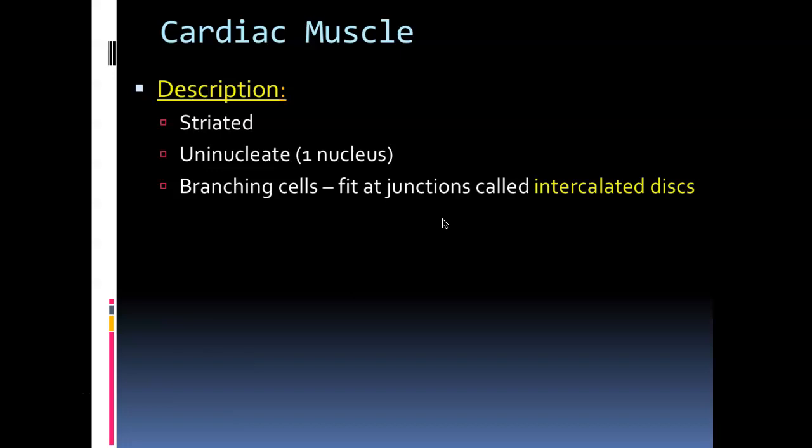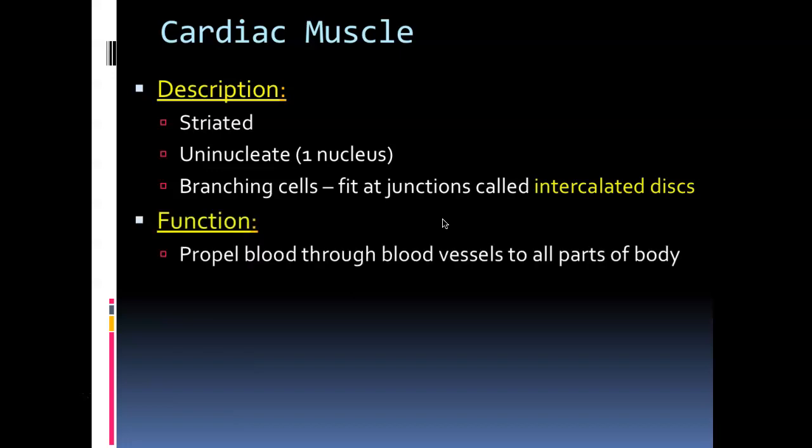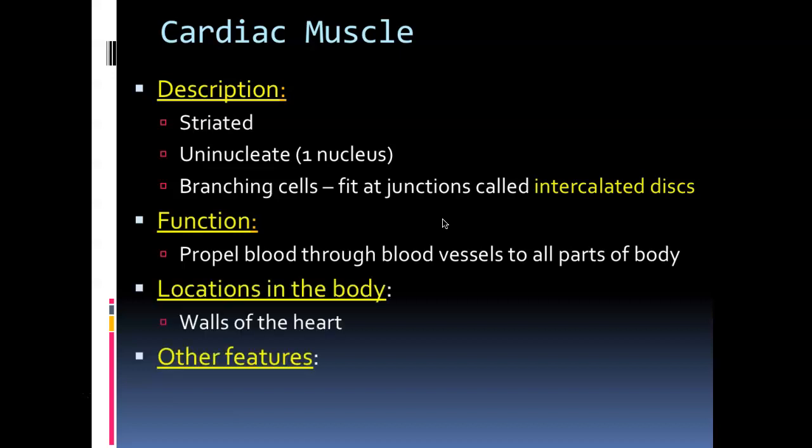And when we get into the cardiovascular system, I think next week, I want to say it's on Thursday next week, I can't remember exactly, but we're going to talk about the contraction and the electrical conduction of the heart, which is pretty interesting. So the job of cardiac muscle is to propel blood through blood vessels. And cardiac muscle is found in the walls of the heart.